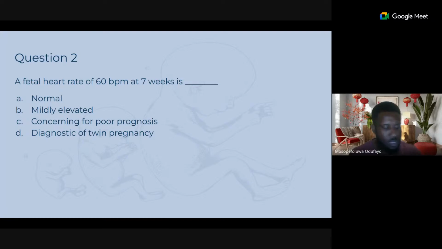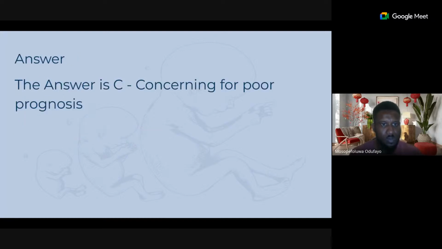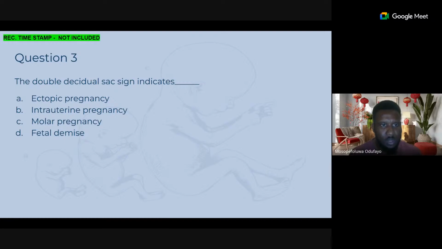Good. So why is it concerning for poor prognosis? It's because 60 is pretty low. We might not have a very good outcome in the long run. So that's the answer. Then another question.